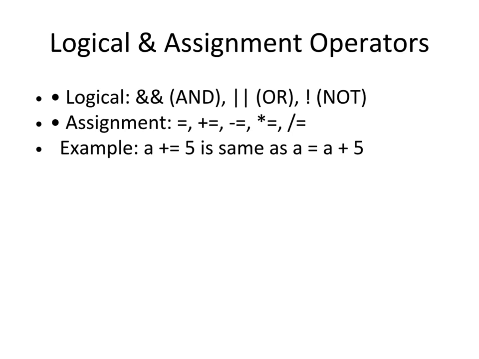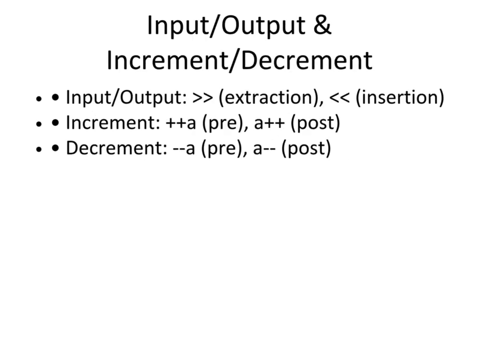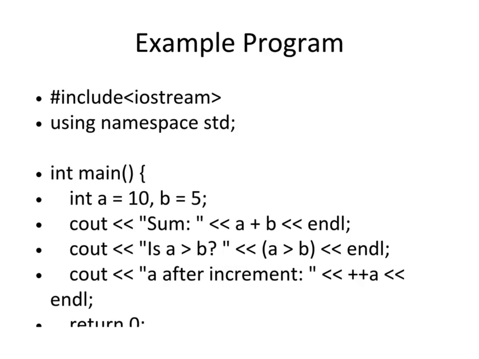Input, output, and increment, decrement. The extraction operator, used with cin to take input. The insertion operator, used with cout to show output. Increment and decrement operators are used to increase or decrease values by 1. Example, plus plus a means increase a by 1.